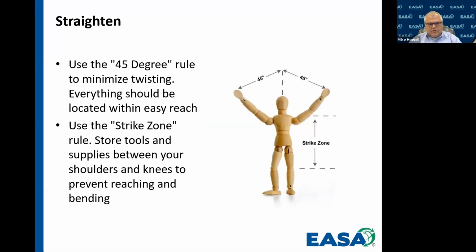When we're storing items, we want to use this 45-degree rule. The idea here is we don't want folks hurting themselves trying to get things that they use on a regular basis. This minimizes twisting. Everything we use should be easily within reach. The strike zone rule that you see here, with the reference to baseball or softball, storing tools and supplies between shoulders and knees, that minimizes reaching and bending. It's just a lot better ergonomically to help people when they're working with these items on a daily basis.